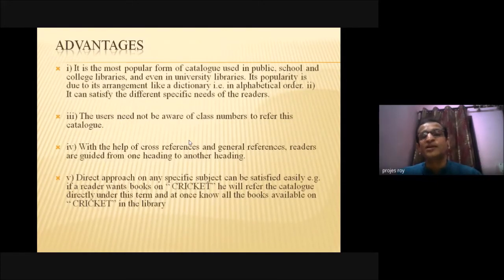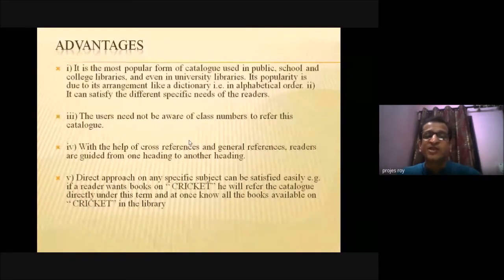What are the advantages? It is the most popular form of catalog in public, school and college libraries, and even university libraries. It's popular due to this arrangement. It's so easy, so flexible. Anybody can understand, so anybody can come to the library. From childhood, they know the approach to finding information from a dictionary. They will reach and see one by one. The user need not be aware of the class number referred to in this catalog. With the help of cross-references and general references, readers are guided from one heading to other headings. Then the direct approach to any specific subject can be satisfied easily. That is, if a reader wants a book on cricket, they can directly go to cricket.